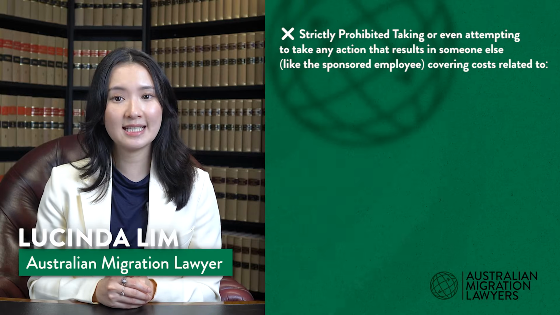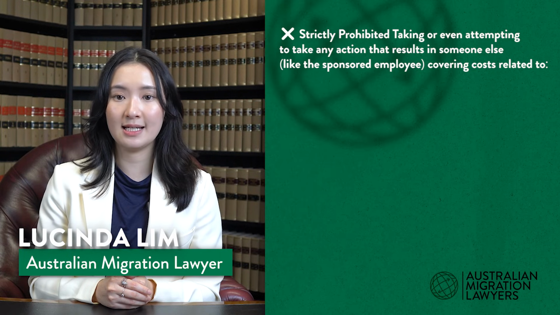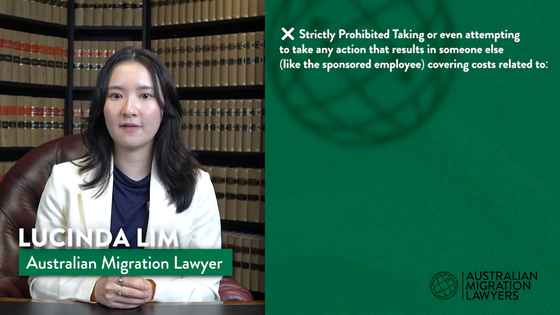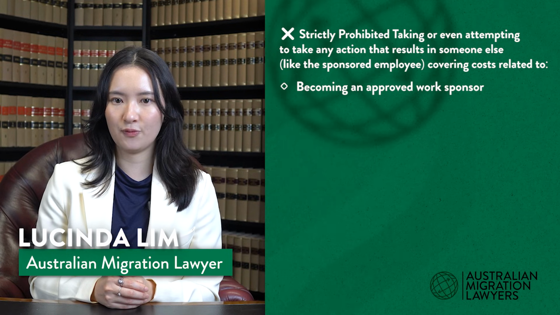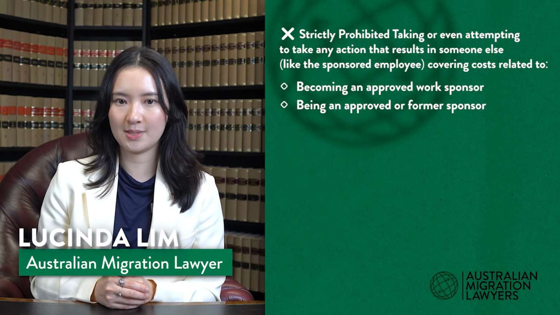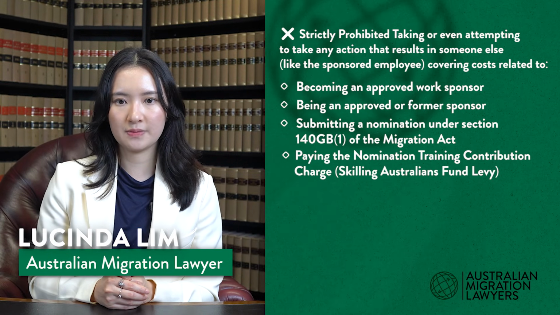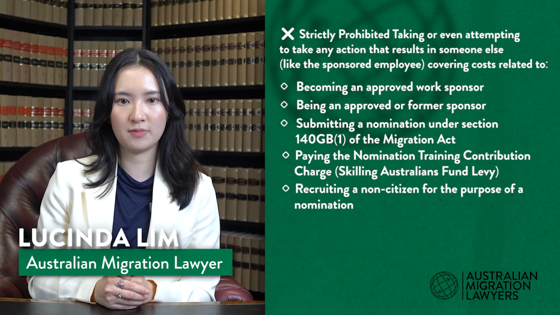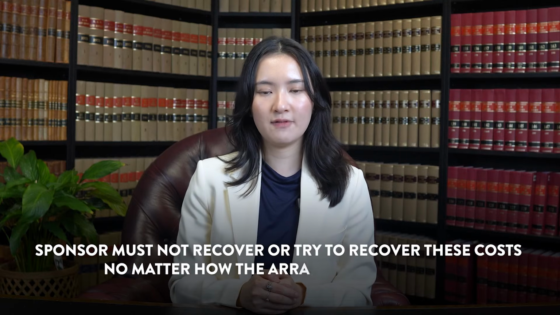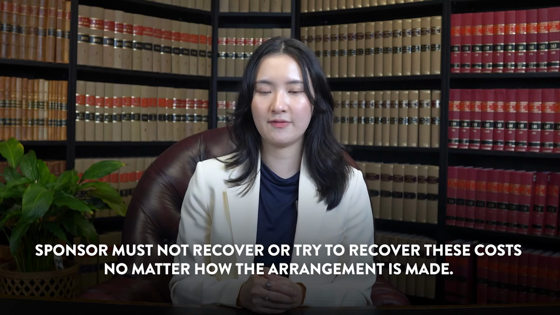Let's now take a closer look at Regulation 2.87, specifically what sponsors must not do when it comes to costs associated with sponsoring workers. Under this regulation, approved work sponsors are strictly prohibited from taking or even seeking to take any action that will result in someone else, like the sponsored employee, covering any part of the cost related to being an approved work sponsor, being an approved or former sponsor, submitting a nomination, paying a nomination training contribution charge, or recruiting a non-citizen for the purpose of a nomination. Sponsors must also not recover or try to recover these costs, no matter how the arrangement is made.